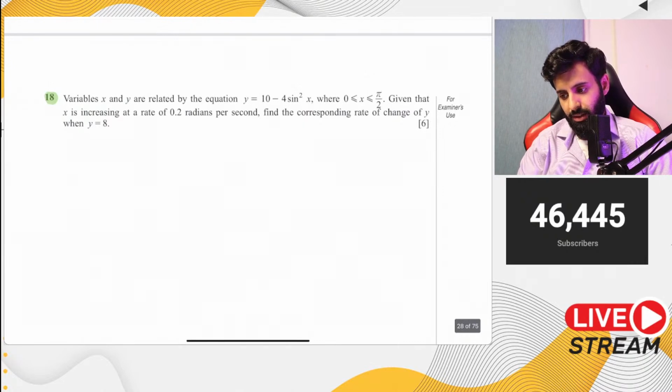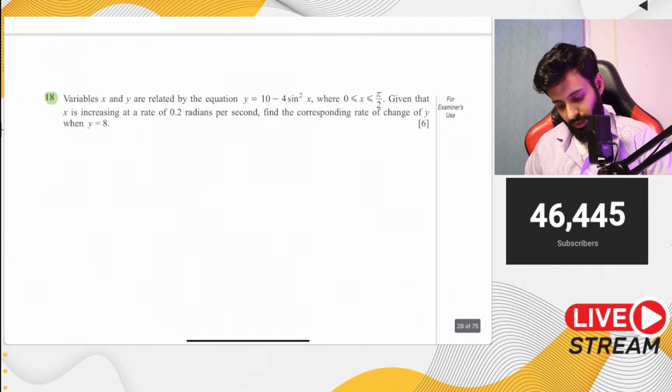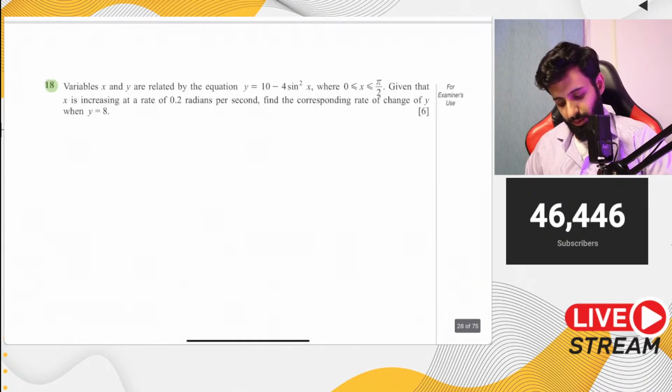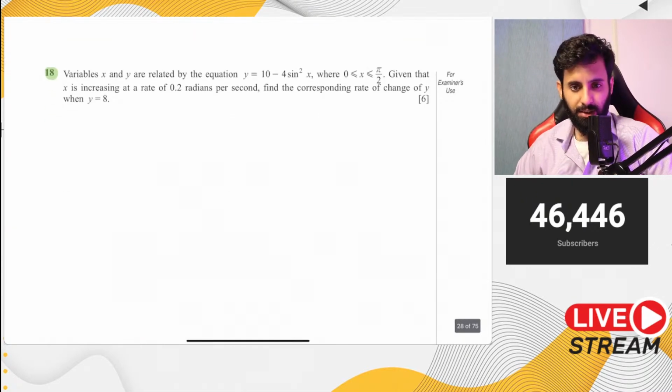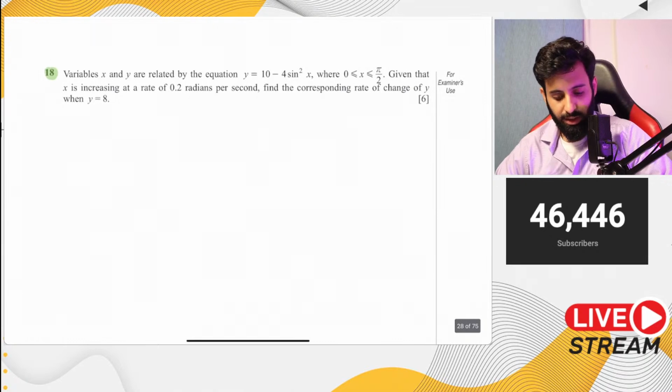Now question number 18, let's see what it says. This, by the way, is from May-June 2013, paper 2, variant 1. Okay, again, this is a rates of change question. Like I said, I will be hand-picking rates of change and small change questions and solving those only.